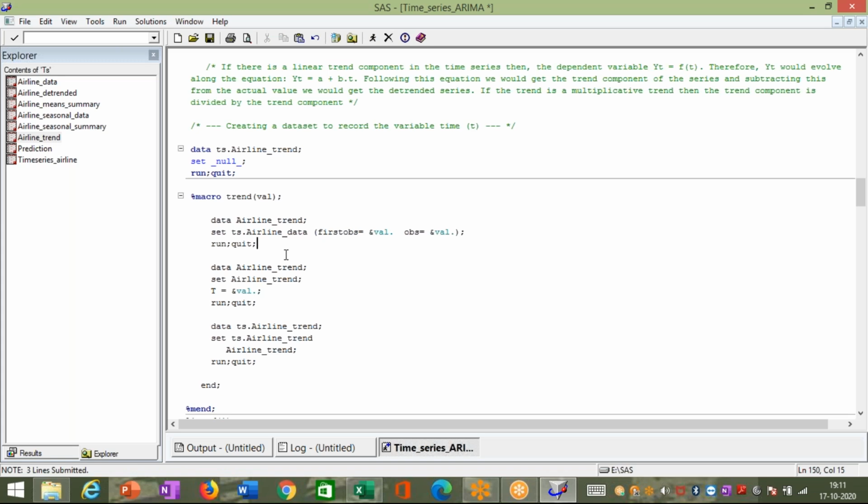Now what I want to do is take out each of the records and assign a time period value. The very simple way I am doing it is I'm saying that TS is airlines, first observation. Over here, first observation specifies the point from where you want to start reading the data, and observation specifies the point up to which you want to read the data.